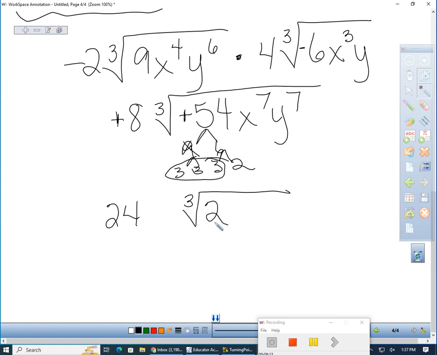Tell me about my x's. 2 sets. So x squared on the outside. What's on the inside, Preston? 1x. Okay, what about my y's? Good. So I have y squared on the outside and y on the inside. Do we have any questions?